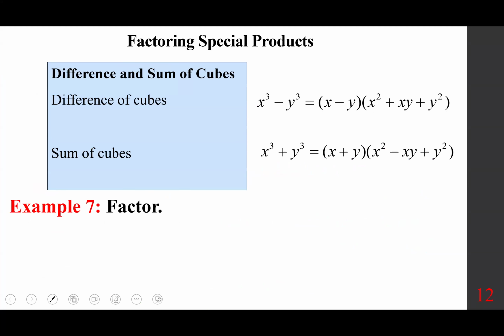Difference and sum of cubes. X cubed minus y cubed is x minus y times x squared plus xy plus y squared. X cubed plus y cubed is x plus y times x squared minus xy plus y squared.